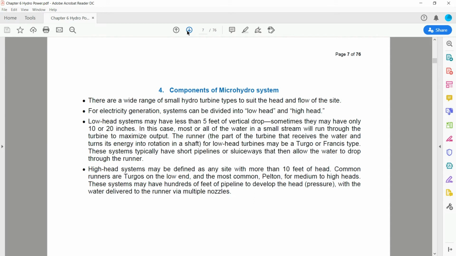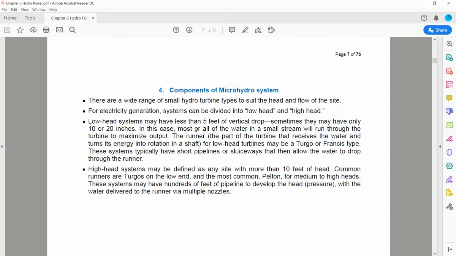Number 4, components of a microhydro system. There is a wide range of small hydro turbine types to suit the head and the flow of the sites. For electricity generation, systems can be divided into low head and high head. A low head system may have less than 5 feet of vertical drop. So this is the vertical drop of the water. Sometimes they may have only 10 to 20 inches. In this case, most or all of the water in a small stream will run through the turbine to maximize output.